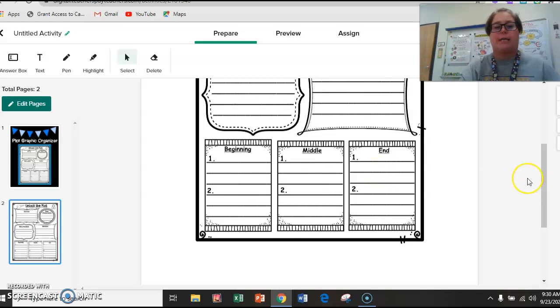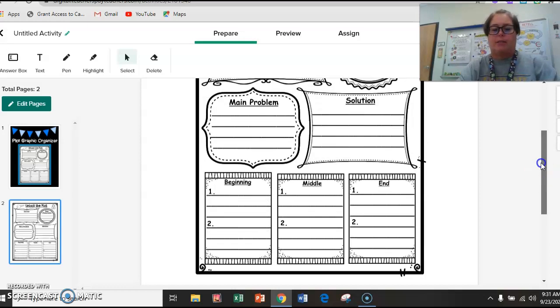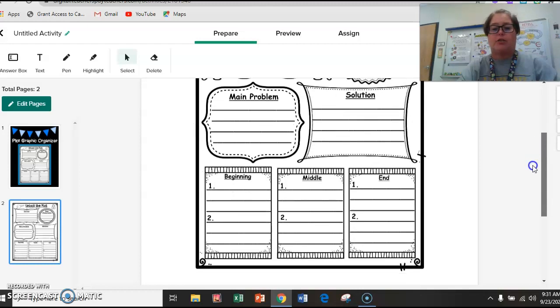So I want you guys to click over to the next slide and fill out your graphic organizer. If you can't remember what happened in the story, you can always go back and listen to it again and re-listen to the read aloud to remember what happened in the story of the missing bag. So I want you to fill out this graphic organizer. Do a good job.